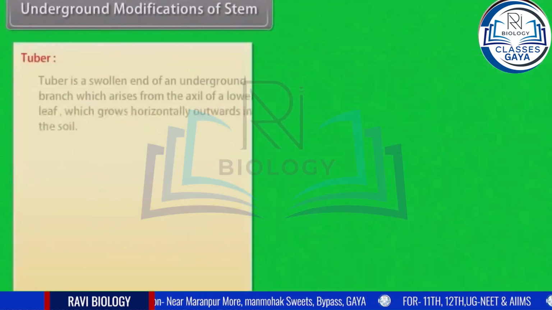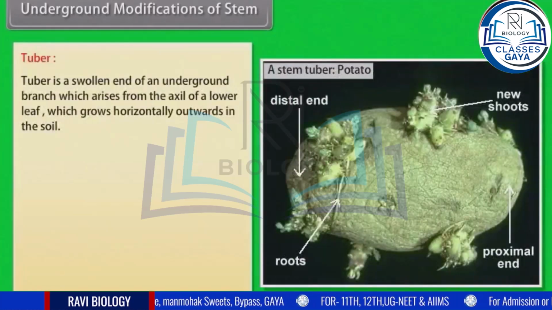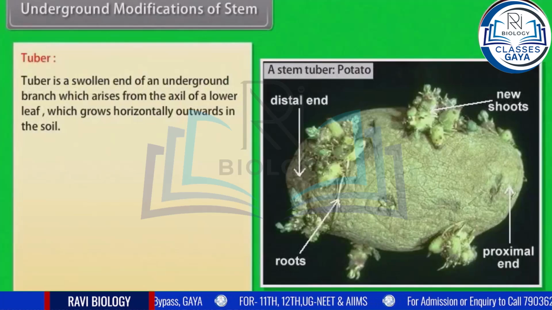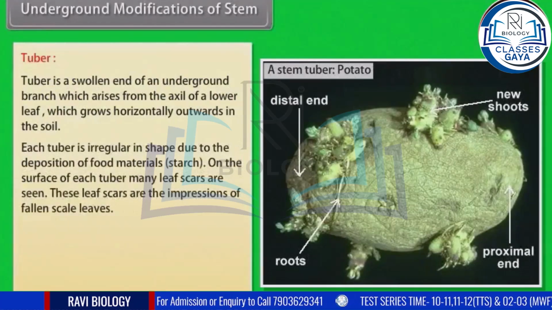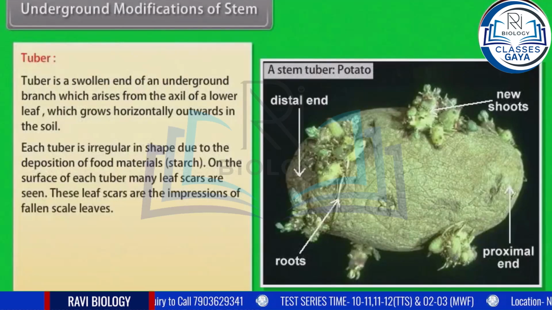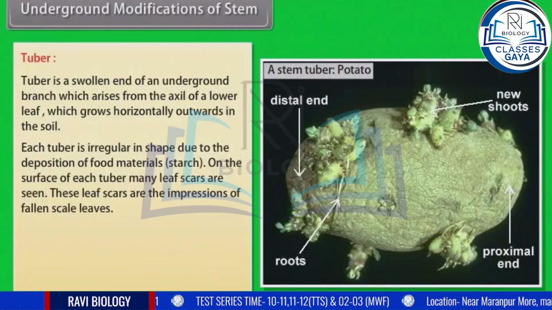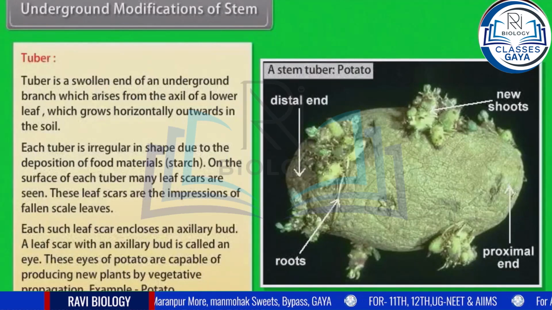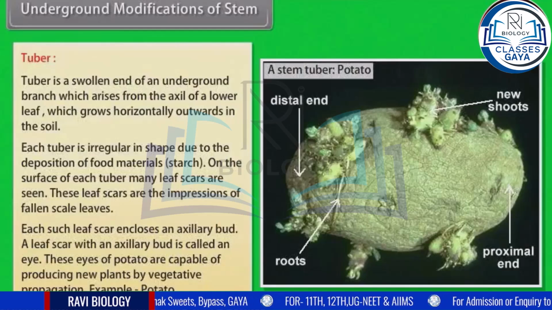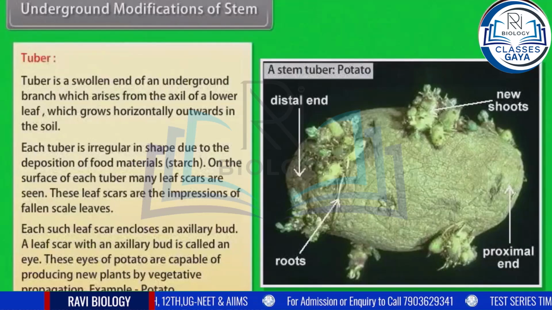Tuber. Tuber is a swollen end of an underground branch which arises from the axil of a lower leaf, which grows horizontally outwards in the soil. Each tuber is irregular in shape due to the deposition of food material, starch. On the surface of each tuber, many leaf scars are seen. These leaf scars are the impressions of fallen scale leaves. Each such leaf scar encloses an axillary bud. A leaf scar with an axillary bud is called an eye. These eyes of potato are capable of producing new plants by vegetative propagation. Example: potato.